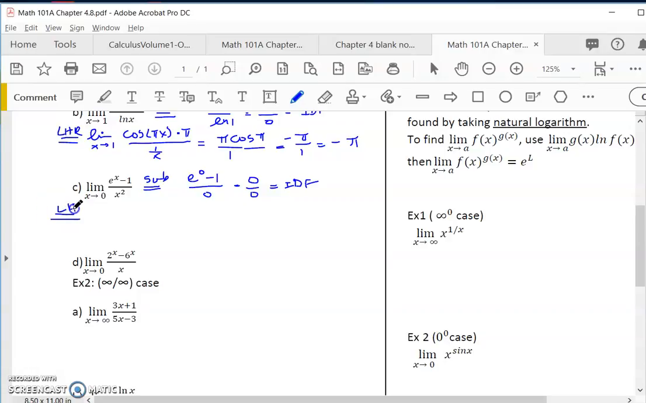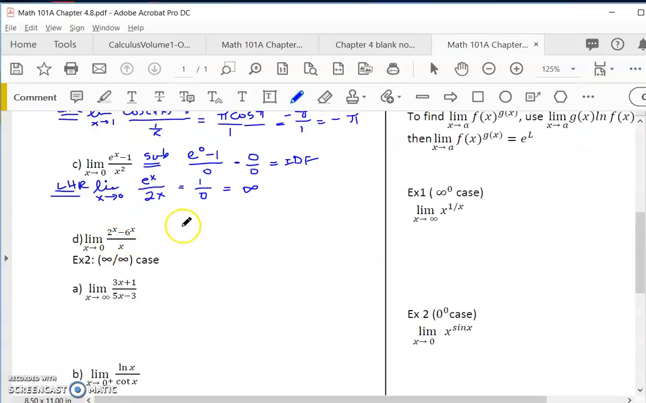Do not do L'Hopital's rule right away. So do derivative of the top. We still need to do the limit. e to the x is still e to the x. 1 is nothing. And the bottom was 2x, right? Now when we plug in 0, the top is 1. The bottom is 0. So this becomes infinity.